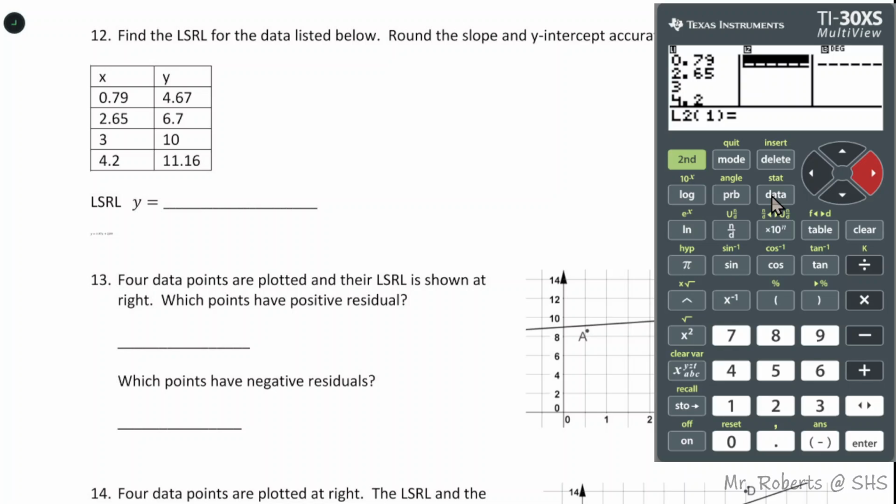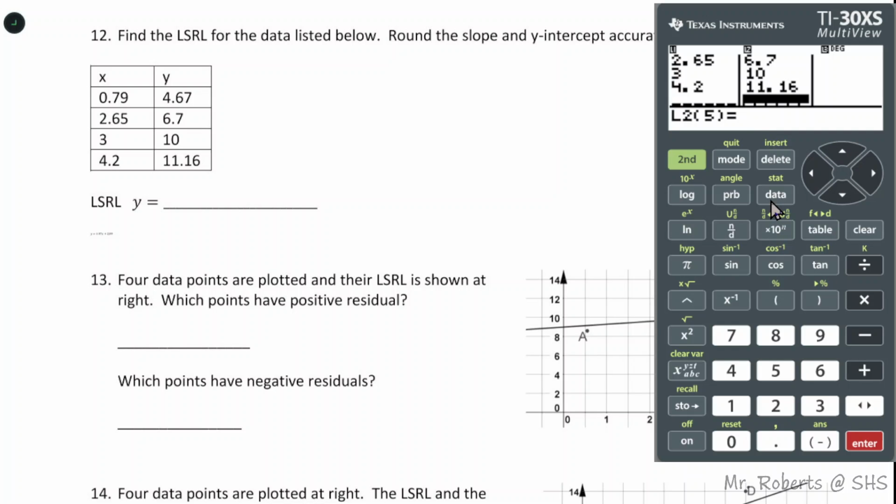I'm going to go over now and enter the corresponding y values. My first y should be 4.67, enter. And then I should be entering 6.7 for the next y. And 3 should be getting 10, and 4.2 should be getting 11.16, enter. All right, so there we go. Our data is entered.